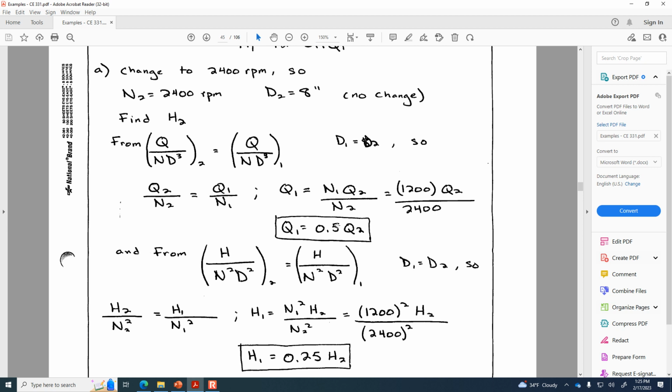This relates how the flow rates are different when we change the rotational rate. This tells us how the heads are different, and we substitute both into our original formula that relates head and flow rate. Okay, so I'll give you a moment to copy this down. I guess I could erase it off the whiteboard because you've got it on the screen as well. So let me just get a little more room here for our final substitution.